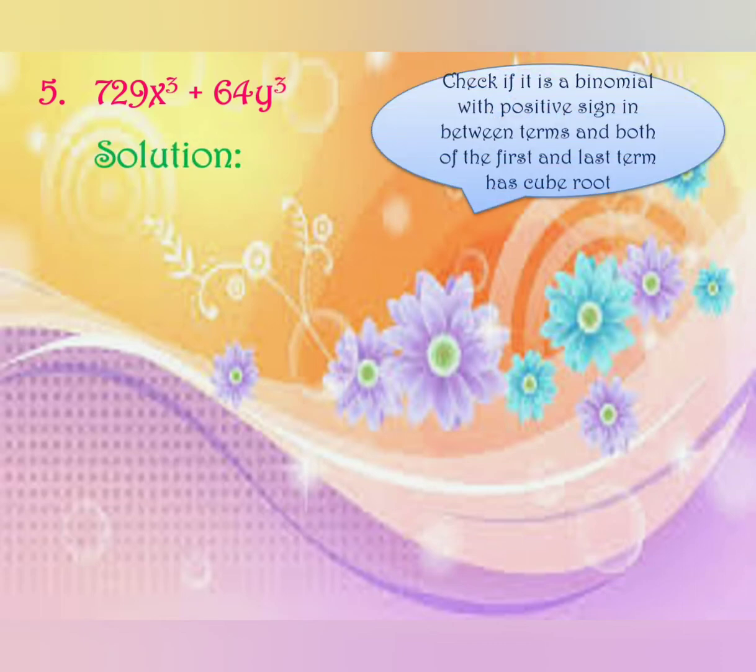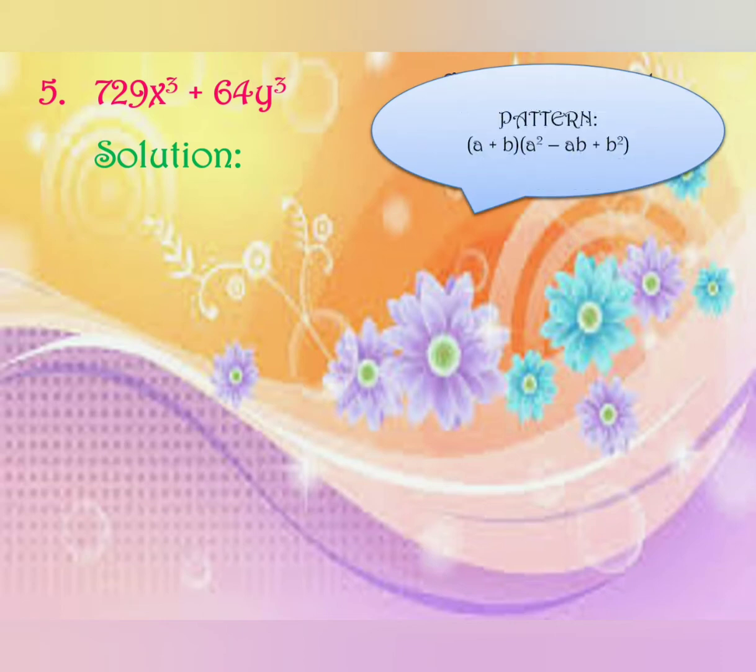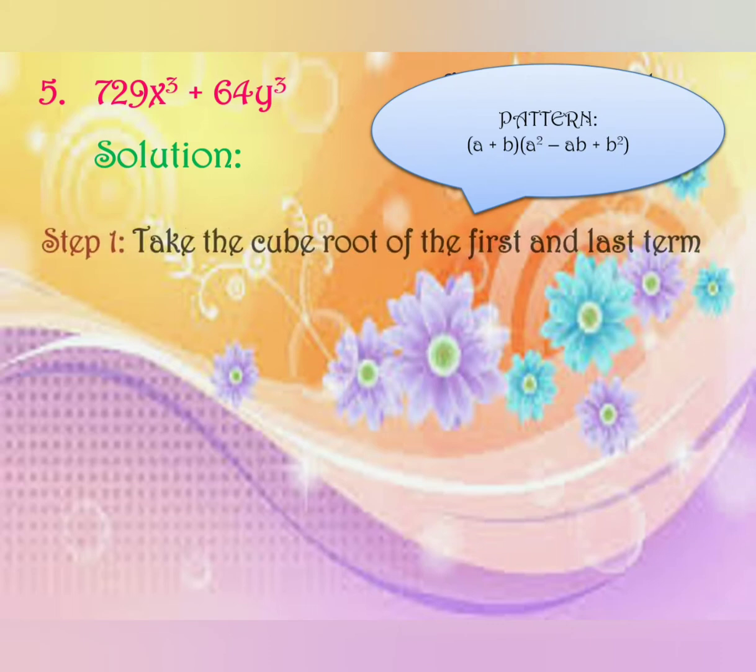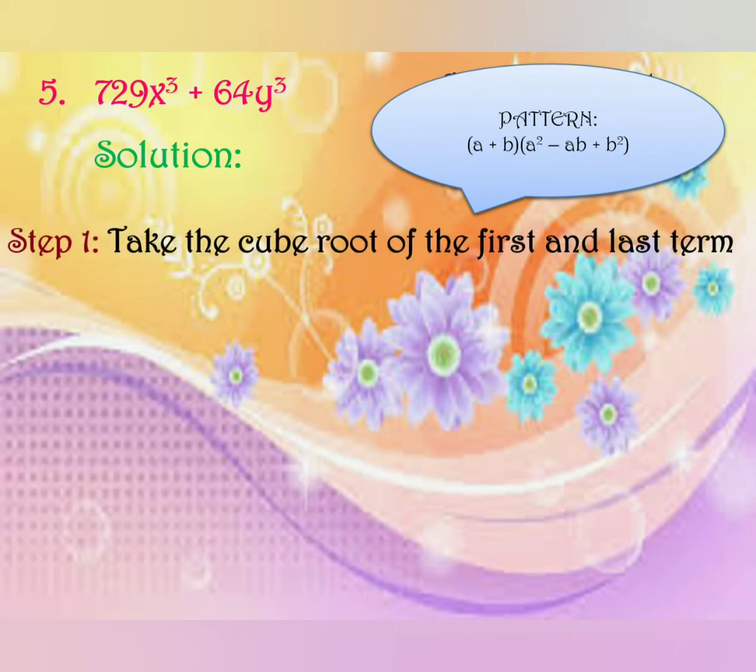Number 5, 729x cubed plus 64y cubed. Solution. Check if it is a binomial with a positive sign in between the terms and both the first and last terms have cube roots. So we can now use the pattern. Step 1, take the cube root of the first and last term.